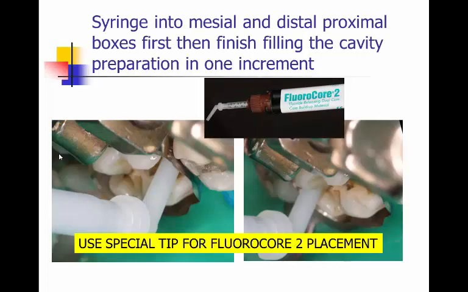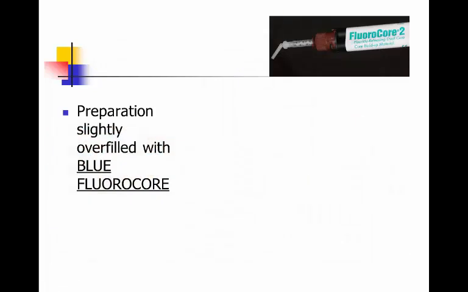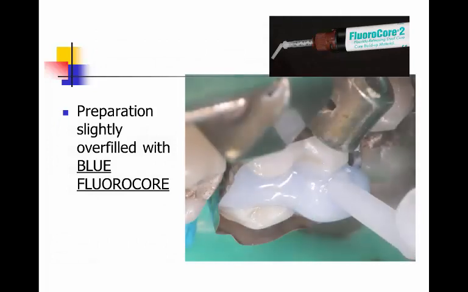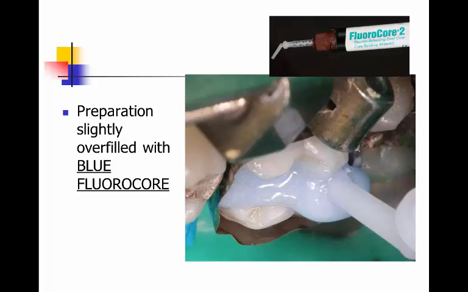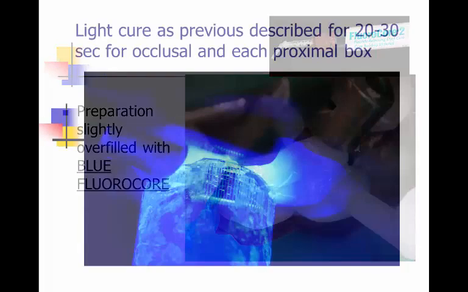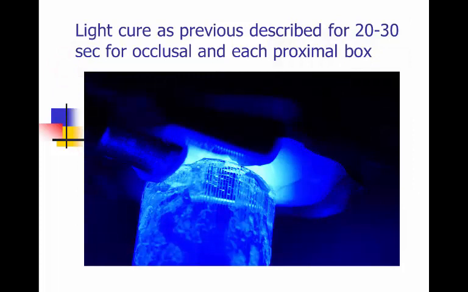So I put on my self-mixing tip on the Fluorocore 2, and I put the extension so that I can syringe it into the box. And what you see in the right and left-hand picture is the small tip going into the proximal boxes, mesial and distal, and then filling up the cavity preparation. I'm going to slightly overfill with the blue Fluorocore 2. I'm going to use a brush wetted with the adhesive to shape it, and when I light cure it, I'm going to light cure each box for 20 to 30 seconds.